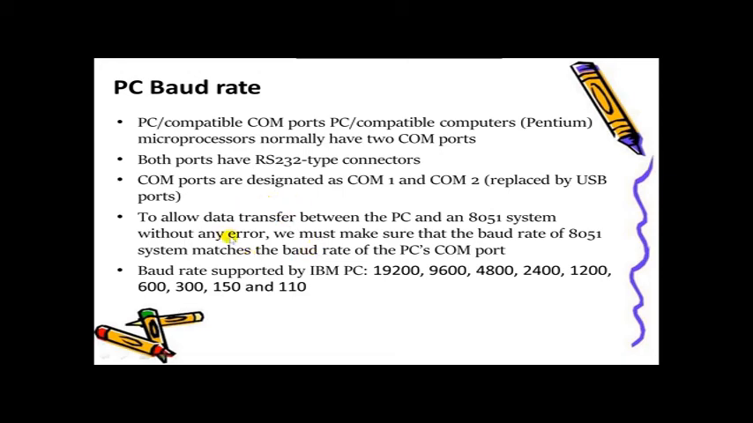So if you want to communicate between the PC and 8051 without any distortion or error, the baud rate should be maintained such that it matches. The baud rates supported by IBM PCs are 19200, 9600, 4800, 2400, 1200, 600, 300, 150 and 110.